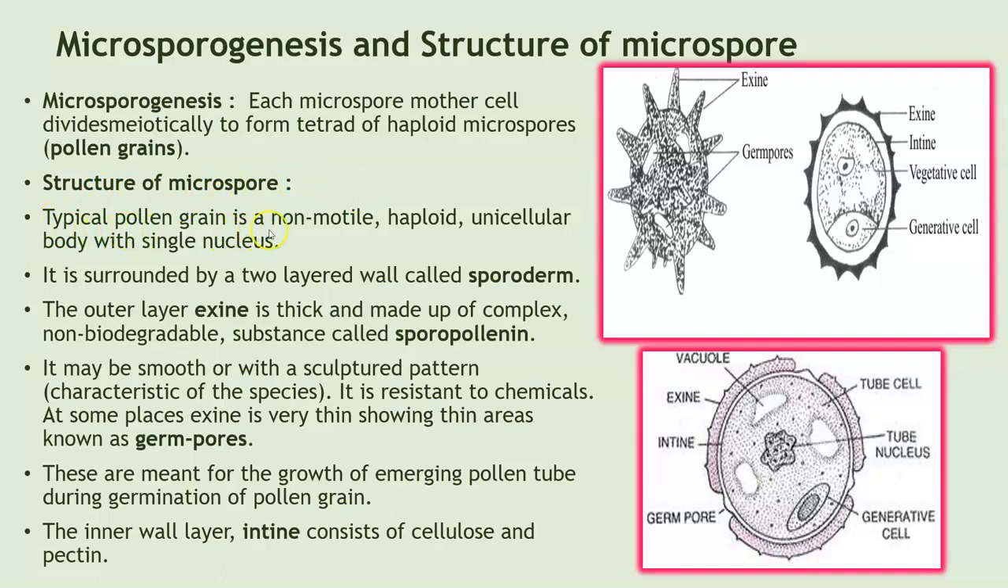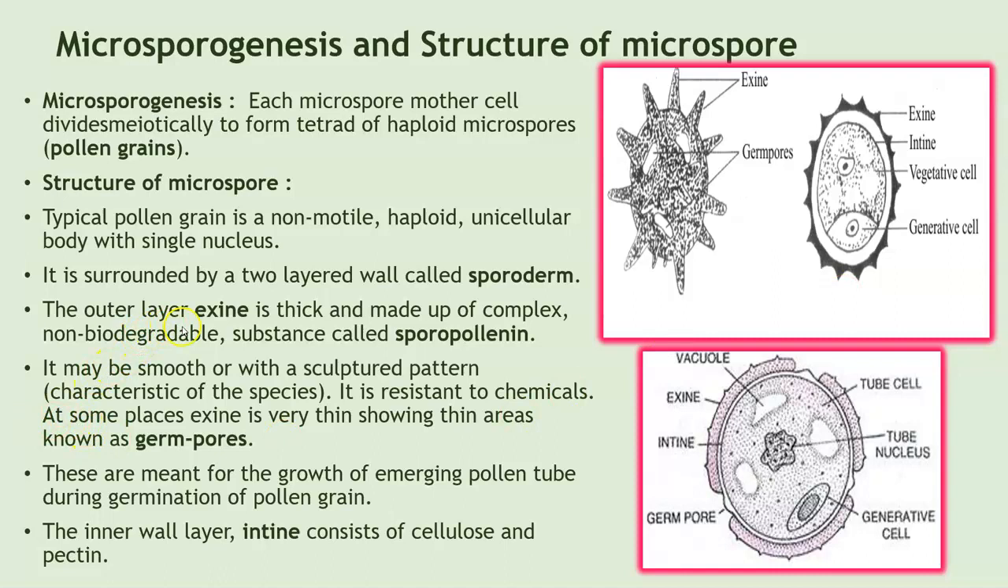A typical pollen grain is a non-motile haploid unicellular body with a single nucleus. So pollen grains by themselves are not motile, so they require a medium for their dispersal. It is surrounded by a 2-layered wall called the sporoderm. Now this is the image of your pollen grain. This is how it looks in its 3-dimensional form, and this is a 2D image of the pollen grain.